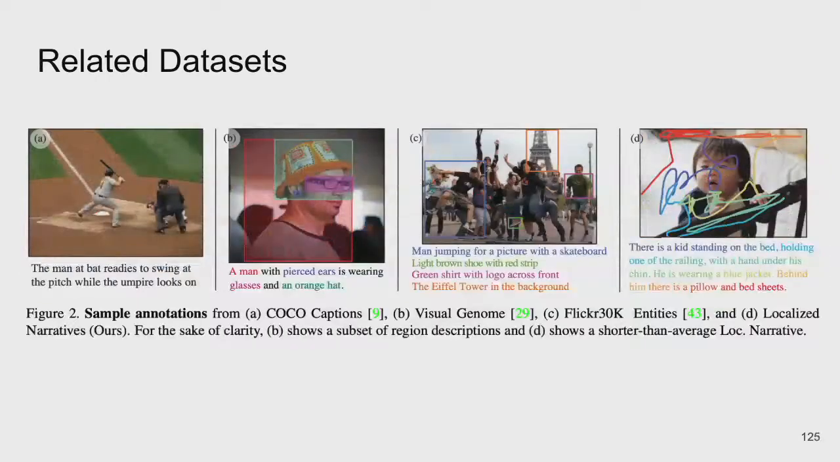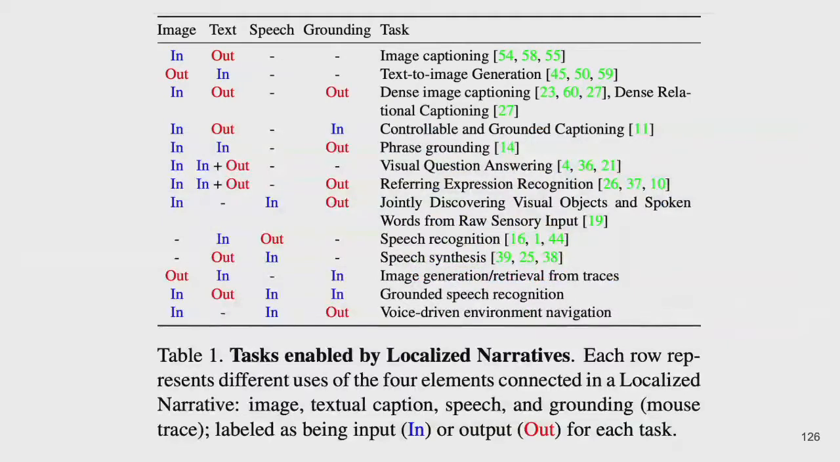Compared to, say, Flickr Entities, which only grounds nouns, you draw boxes for nouns. COCO doesn't have anything, of course. Visual Genome would be something like, for each box, you write some long sentences. And here it's more like every word has this grouping to a location in an image. And there are a lot of applications you could do with this, not just for image and text, because it involves speech as well.